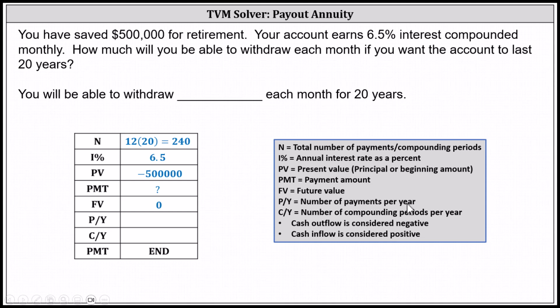PY equals the number of payments per year. CY equals the number of compounding periods per year. Both are monthly, and therefore both are 12. And then we always leave the payment on end rather than beginning for the timing of the payment. And now let's pull up the TVM solver.